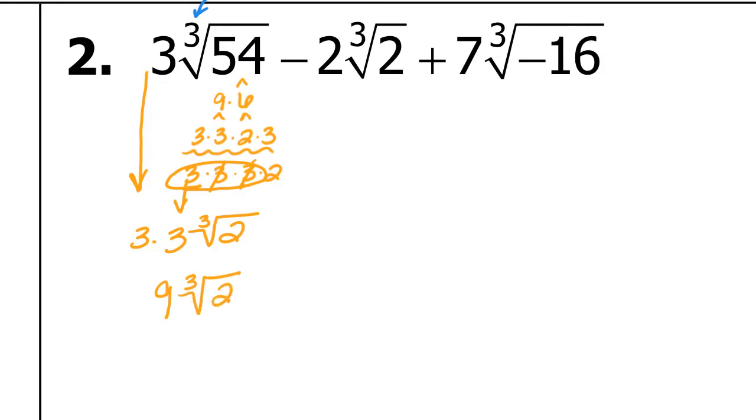So this is my first term. If I take a look at my second term, I see that my radicand is already a 2, so it does not have to be simplified any farther. So I'm going to bring it straight down.